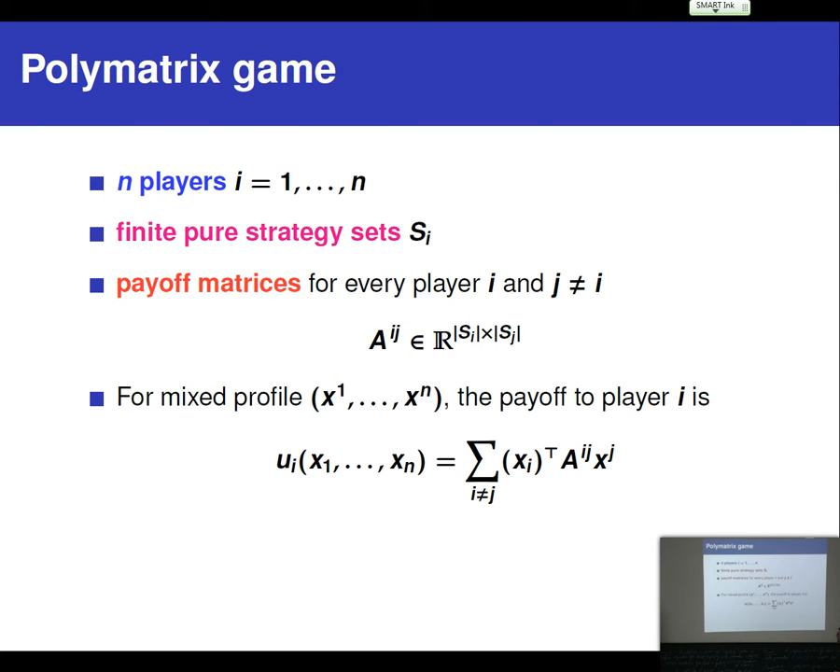Okay, and then given a mixed strategy profile, so x_i is now a mixed probability distribution over the pure strategies S_i. We have one of these for each player. Then the expected payoff of player i is just this sum here. So he plays this x_i in each of the bimatrix games, and gets what is expected against x_j for each of the other players.